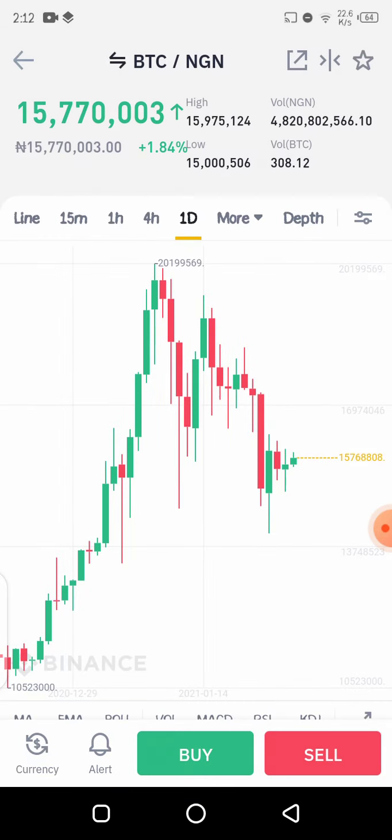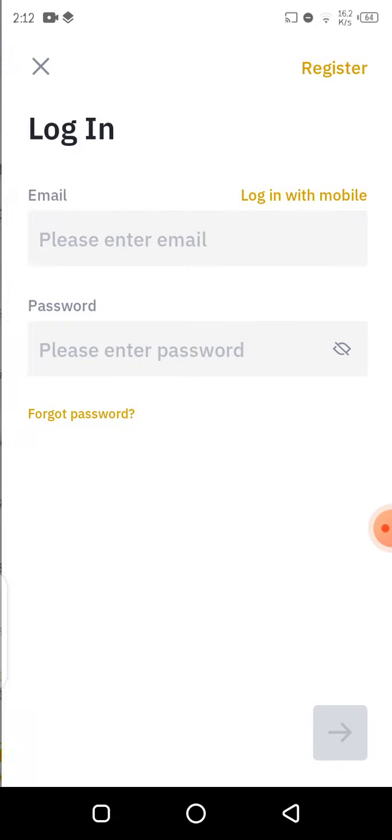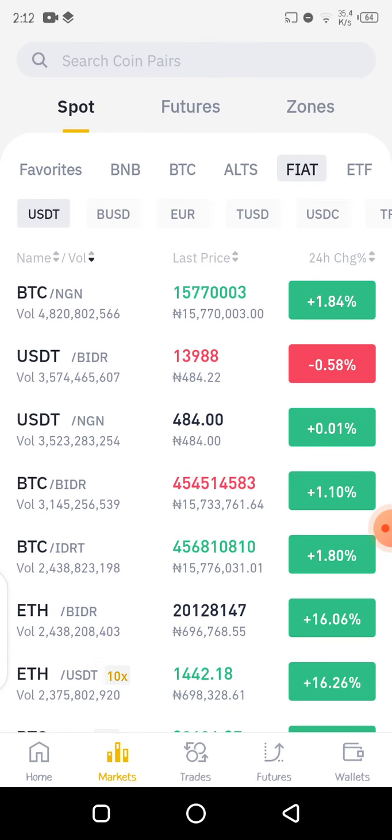If you've not deposited, go back, then go to wallets here. Enter your password and all, and then go to deposit. Choose currency, naira. Naira, that's what you have to deposit. Then deposit it. They're going to remove a fee of, I think, 250 naira. So that will be part of what you're depositing. So they're going to remove it.